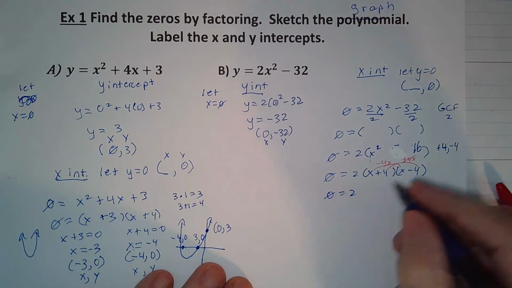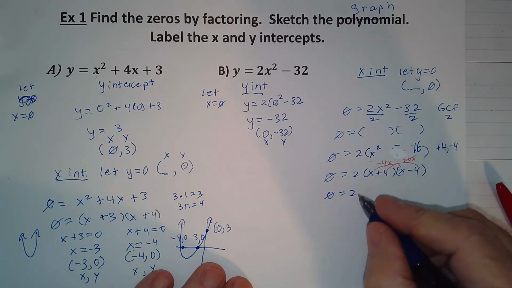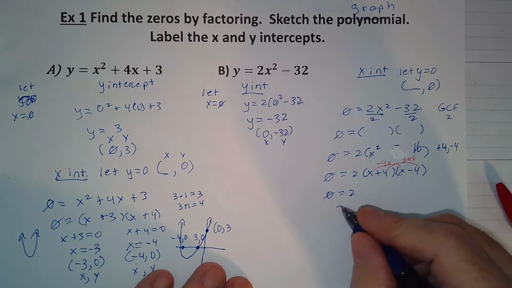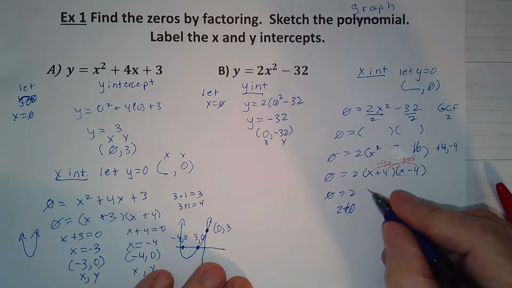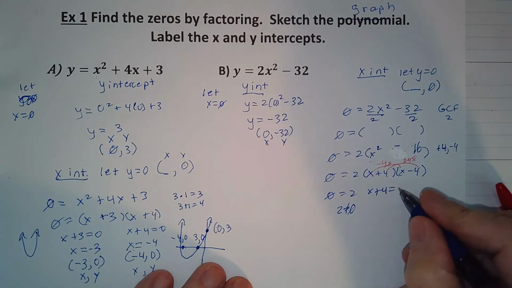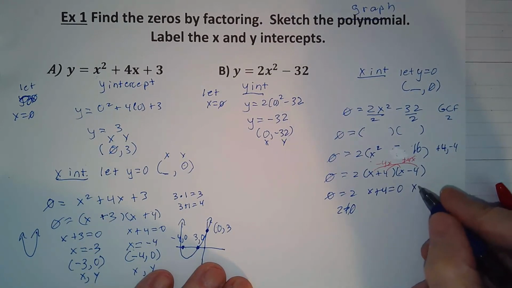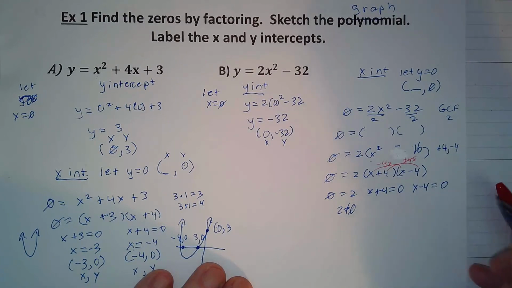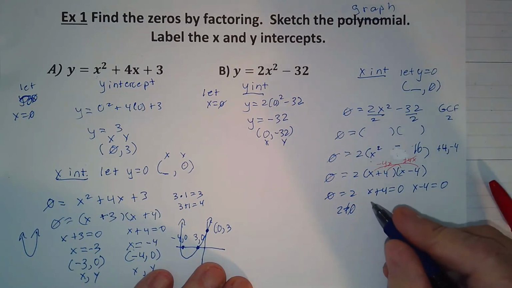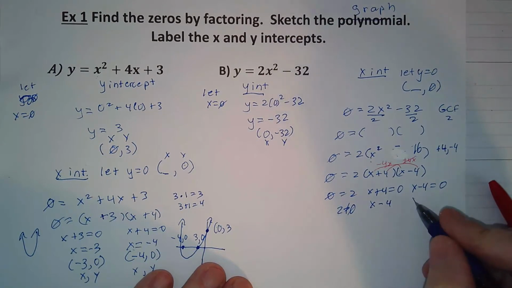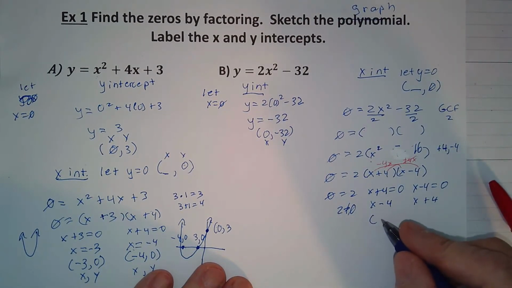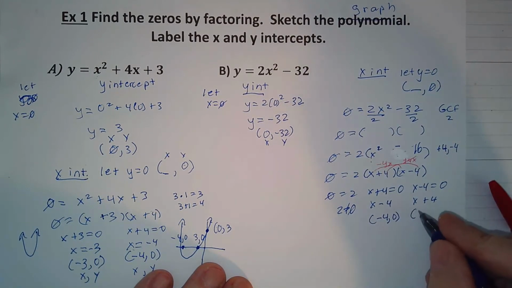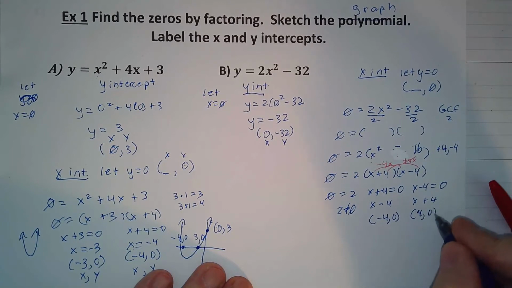So 0 equals 2, and then 2, of course, we can't do anything with because 2 does not equal 0. But then we're going to get x plus 4 equals 0 and x minus 4 equals 0. Right? And so this is x is negative 4. This is x is positive 4. So that means you've got, for your terms here, negative 4, 0, and positive 4, 0 as your x, y.